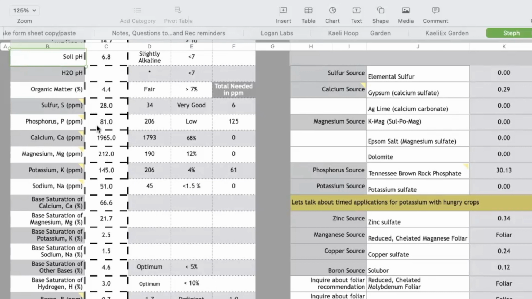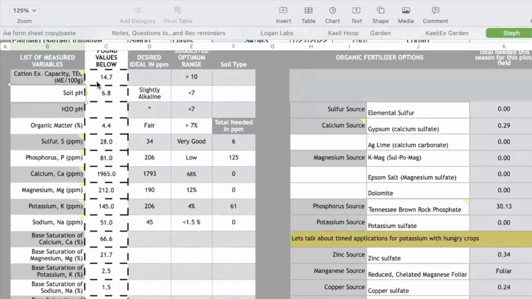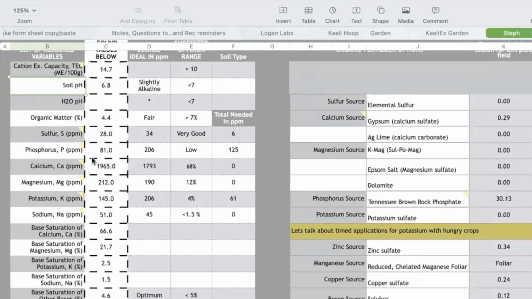Your phosphorus could be a little higher. Again, you've got room here, right? So you've got a pH that's in the ideal range. You have an exchange capacity that probably can hold a little more.